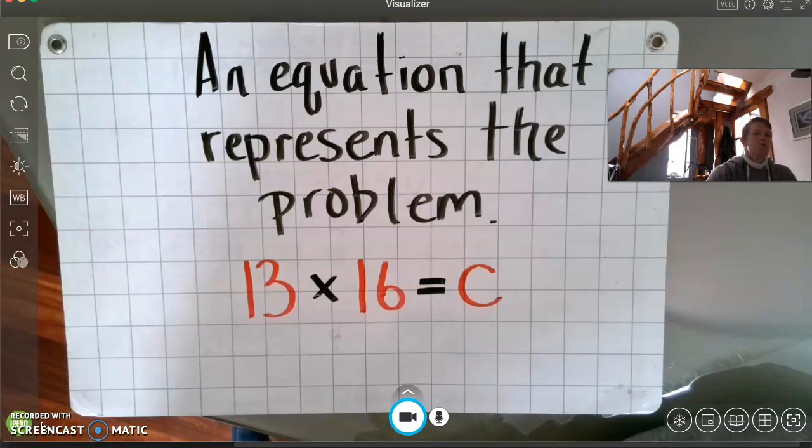So the equation that represents this problem will be 13 times 16 equals C.